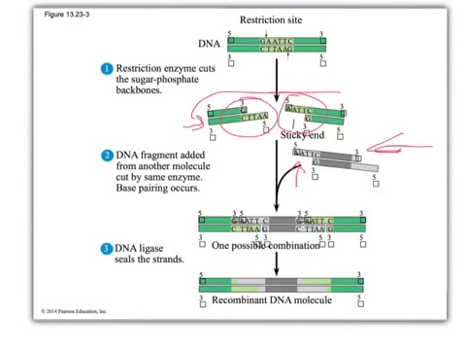Now that directs where this insert is going to go in the plasmid. This is what we call directional cloning. So then you only have one possible combination. The insert can only go in one direction. It provides a definitive site where that insert is going to go, and then you produce a recombinant DNA molecule with your gene of interest in the plasmid.